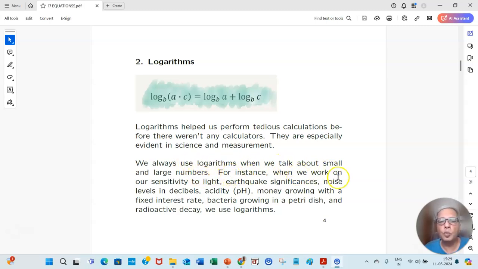For instance, when we work on our sensitivity to light, earthquake significances, noise levels in decibels, acidity, pH, money growing with a fixed interest rate, bacteria growing in a petri dish, and radioactive decay, we use logarithms.